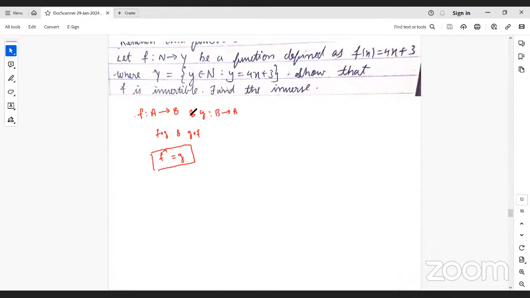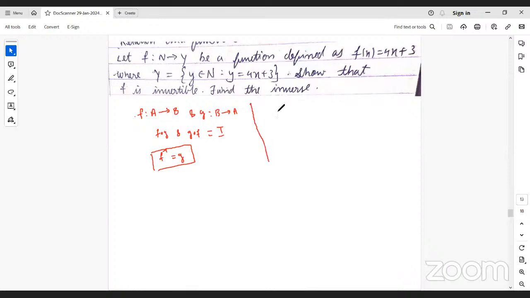The function g will be the inverse of the function f if f composition g and g composition f are equal to the identity function. If both are equal to the identity function, then we say f inverse is equal to g. So in this case, g is called the inverse function of f.